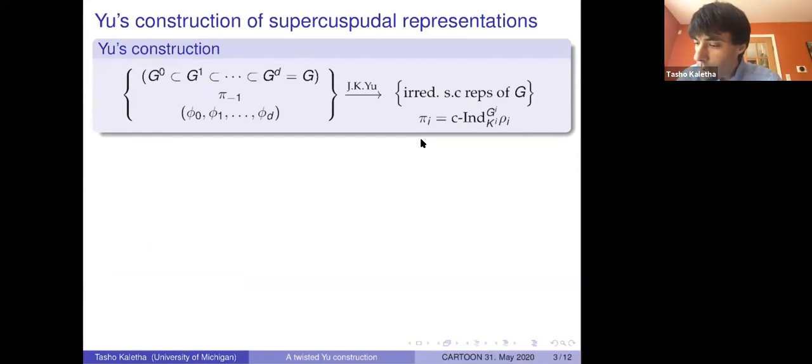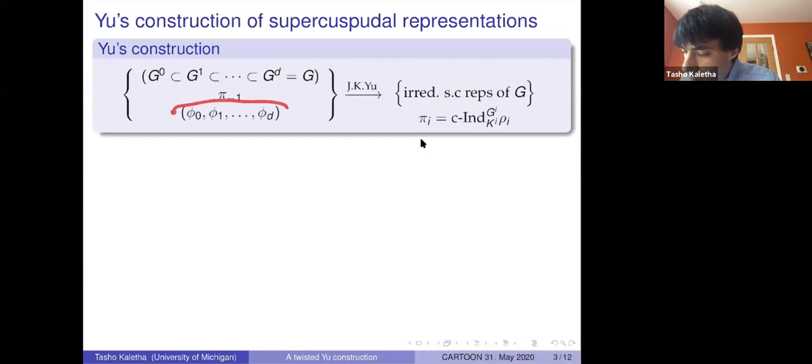What a Yu datum is: first there is a tower of connected reductive subgroups of our group G. Each of those is defined over the ground field F, and it is a Levi component of a parabolic subgroup, but the parabolic subgroup is only defined over an extension field. So these are what are called twisted Levi subgroups. And then there is a representation pi minus 1. This is a depth 0 supercuspidal representation of the smallest group in the tower, the group G0.